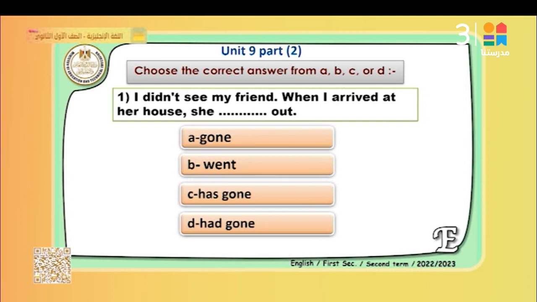Now let's answer some exercises on the past perfect tense. I didn't see my friend when I arrived at her house. She blank out. Look at the sentence carefully. Here he said, I didn't see my friend. It means when I arrived at the house, my friend had left, had gone.